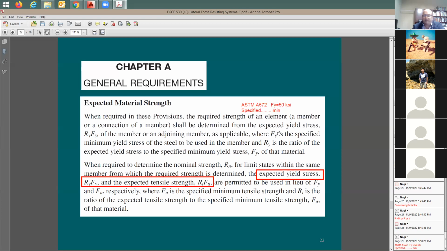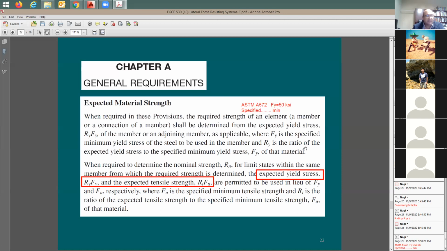So this is not the test value. This is the specified value. This is what you ask for. But in reality, usually the test value is going to be slightly higher than 50 KSI. Could be maybe 51, 52, it could be 53, 54, or 55. It's going to be somewhere there.